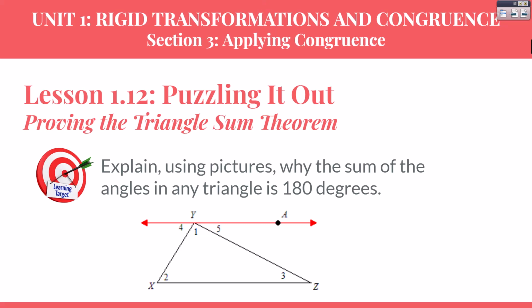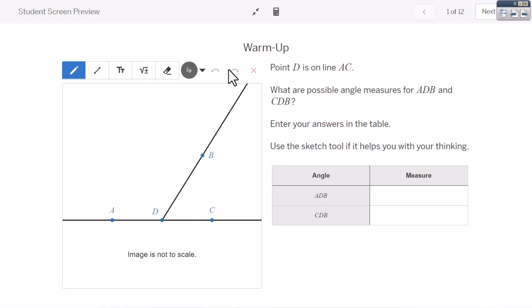Lesson 12, Puzzling It Out, Proving the Triangle Sum Theorem. In this lesson, we'll explain, using pictures, why the sum of the angles in any triangle is 180 degrees. Today, we're going to pull together all the information that we've talked about dealing with angle measures.